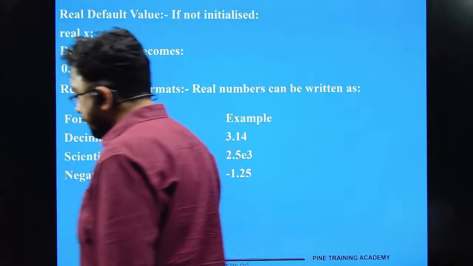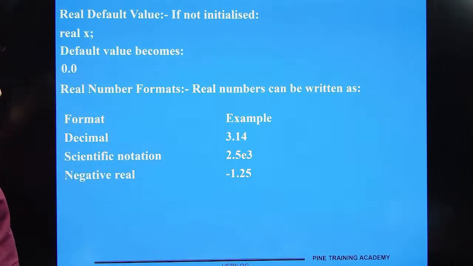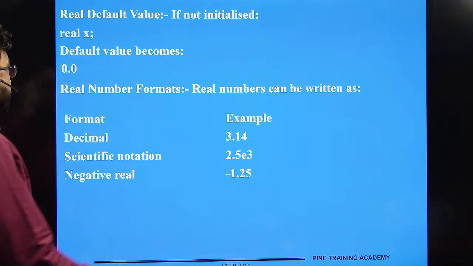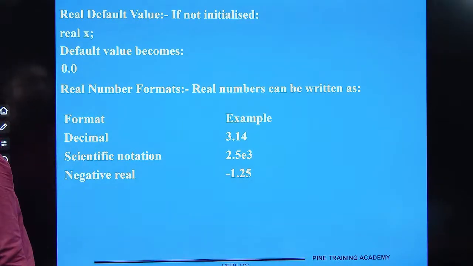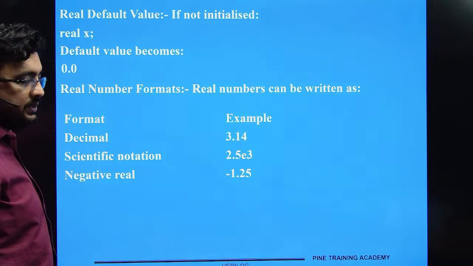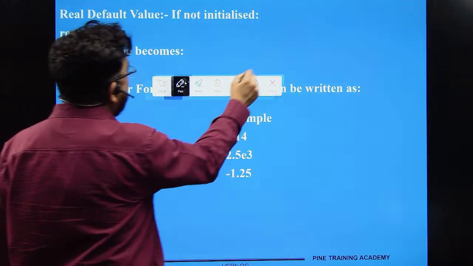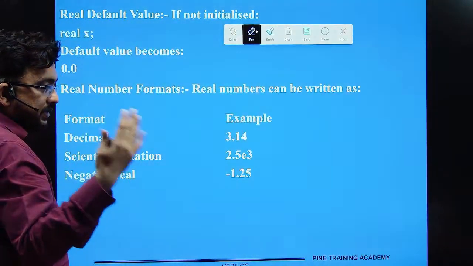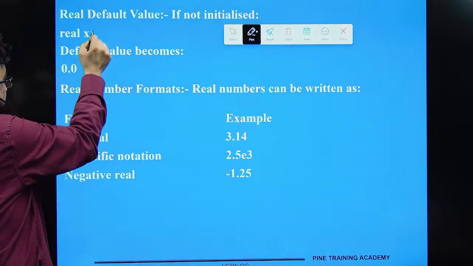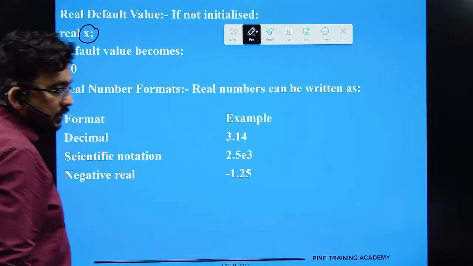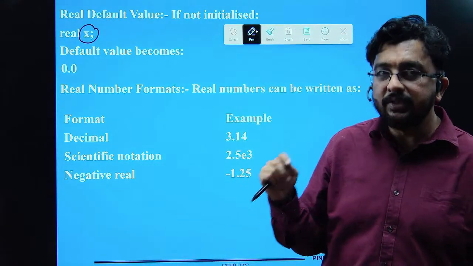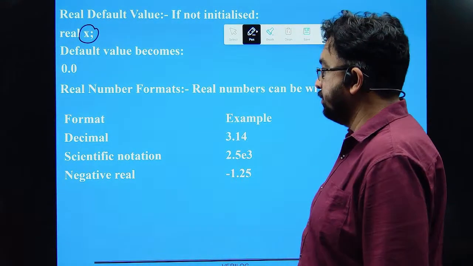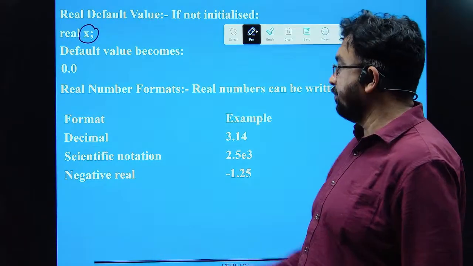Real default values: if real values are not initialized, what is their value? X. Somewhere it is written 0, but actually when you go with the simulation, you will find that it is x. So during the simulation, basically it shows x if it is not defined. How can you make an example of this?